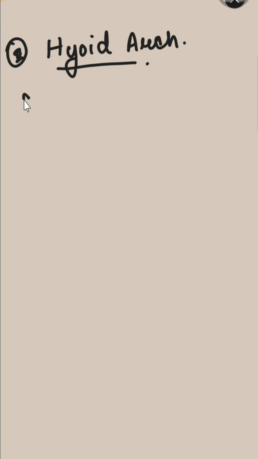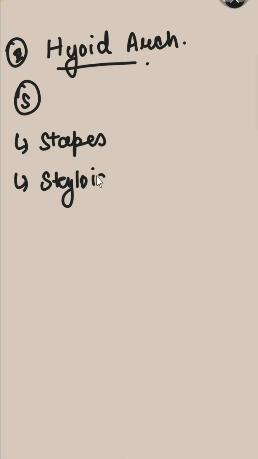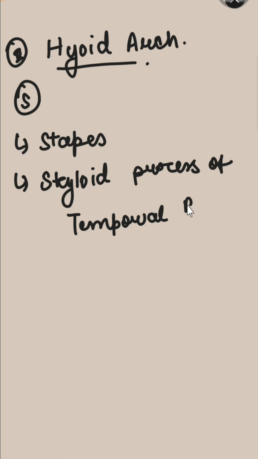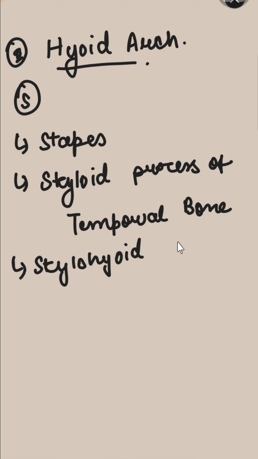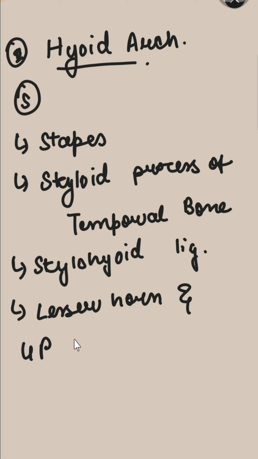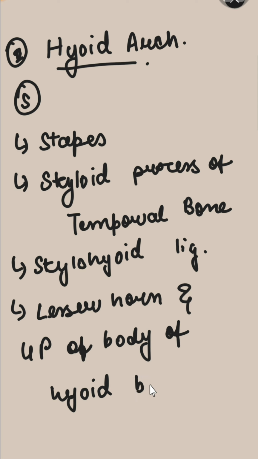Now let's see the skeletal derivatives. The skeletal derivatives are stapes, then the styloid process of temporal bone, stylohyoid ligament, and lesser horn and upper portion of body of hyoid bone. So these are the skeletal derivatives of the hyoid arch.